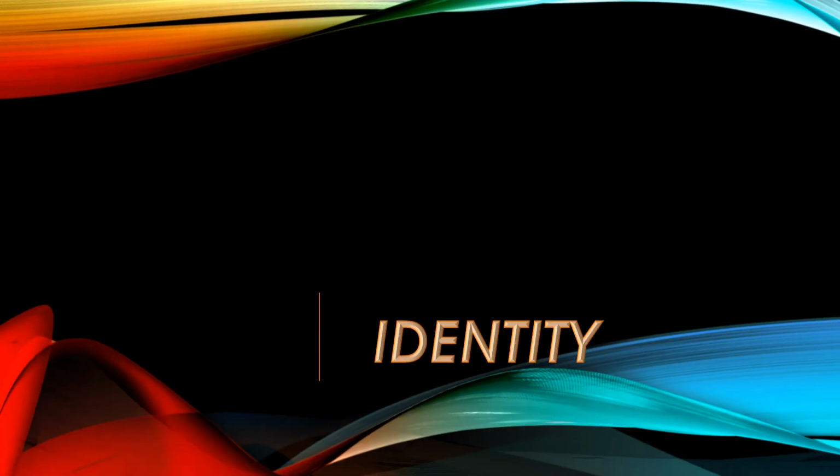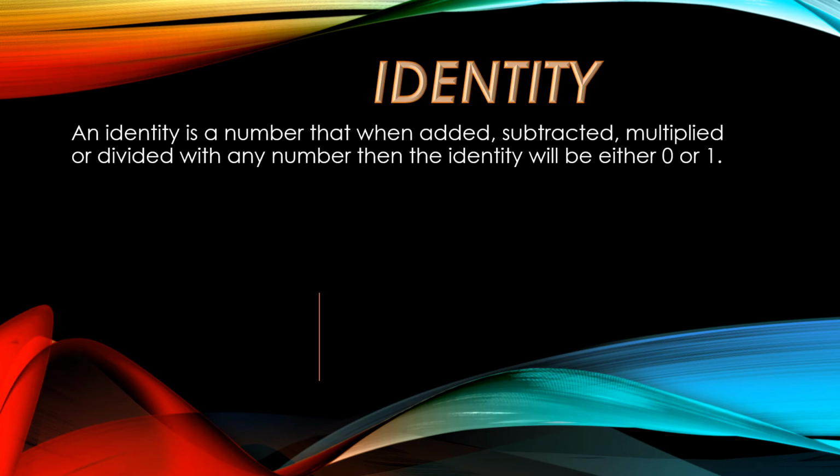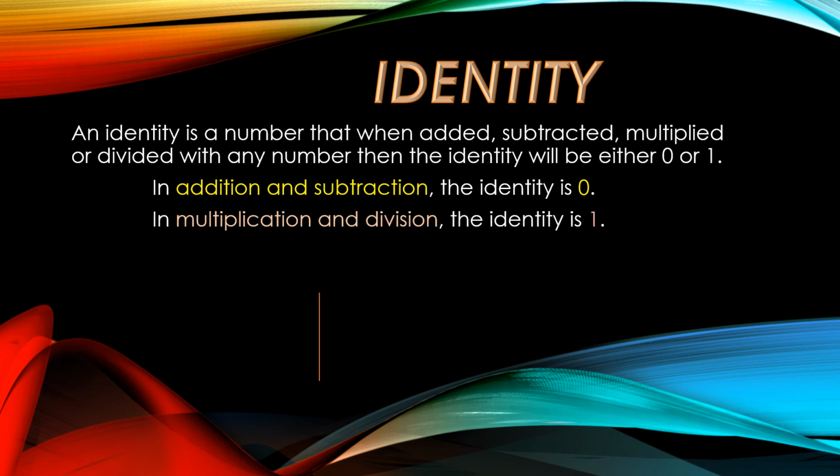Our next property is identity. That is, an identity is a number that when added, subtracted, multiplied or divided with any number, then the identity will be either 0 or 1. In addition and subtraction, the identity is 0. In multiplication and division, the identity is 1.